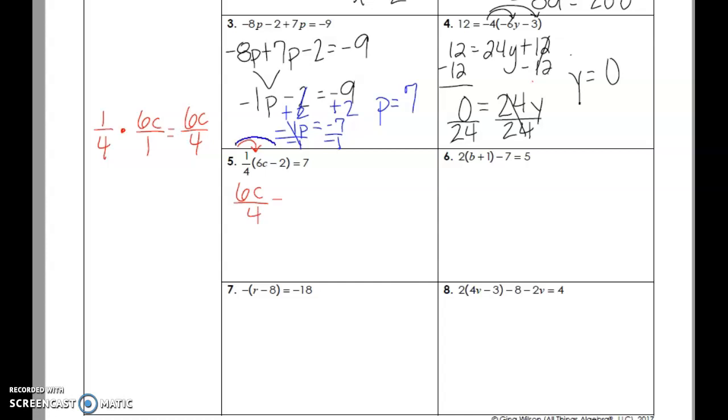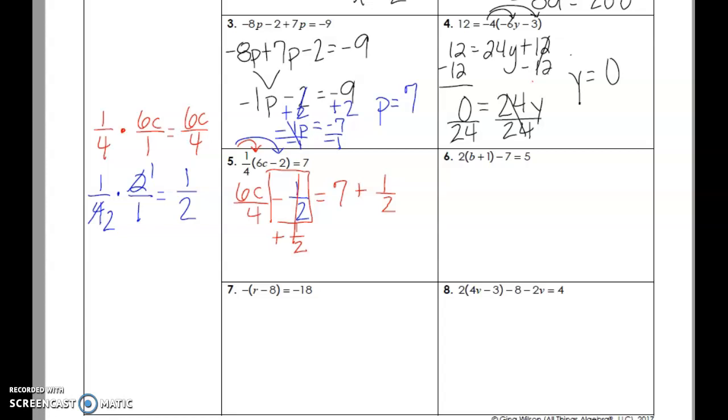Now we're going to multiply 1/4 times 2. So that's 1/4 times 2 over 1. We can cross simplify. 2 and 4 share a common factor of 2. 1 times 1 is 1, 2 times 1 is 2. So that's minus 1/2 equals 7. So now we need to get rid of 1/2. The opposite of subtracting 1/2 is to add 1/2. So when I add 1/2 to 7, that gives me 7 and 1/2.